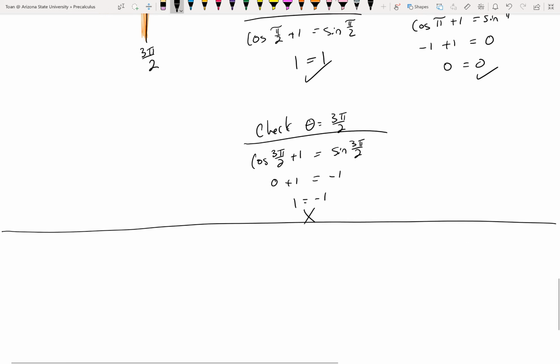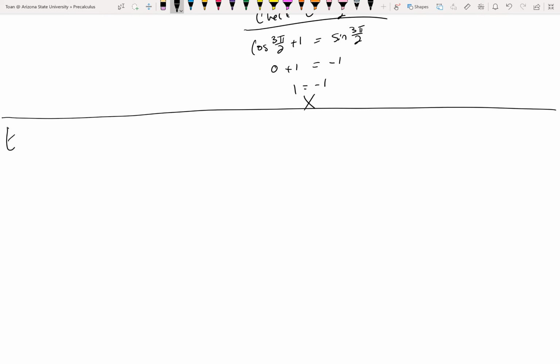Let's do one more example. Let's do an example where the angle is pretty funky. Suppose I ask you to solve the square root of 3 tangent of theta over 2 minus 1 equals 0.